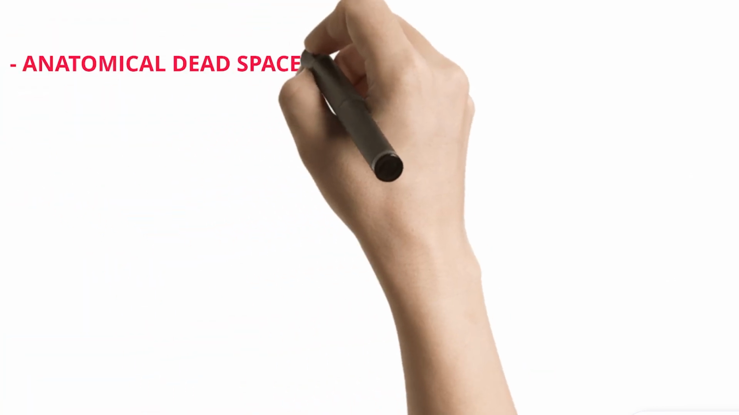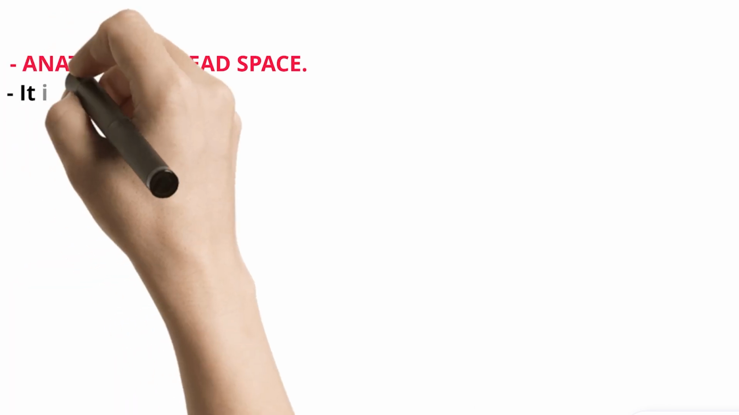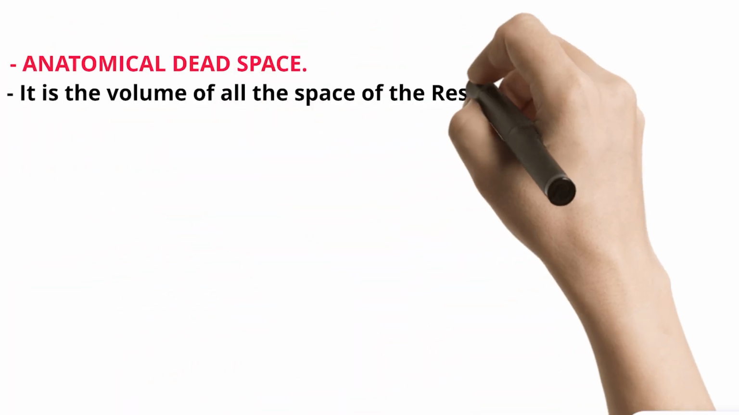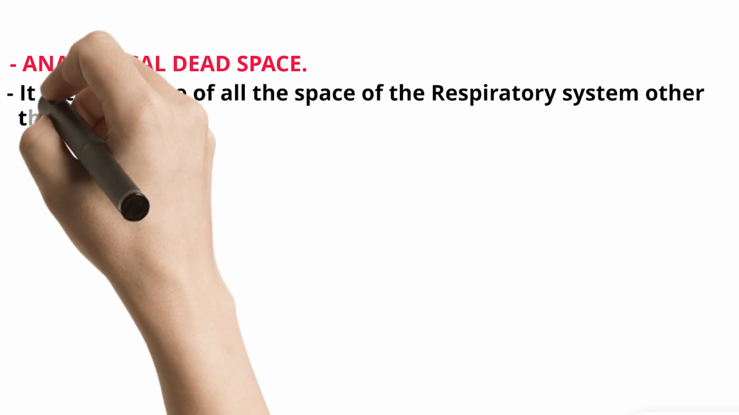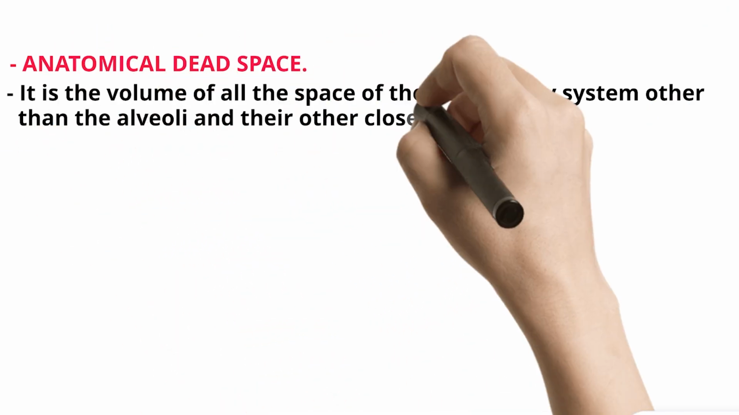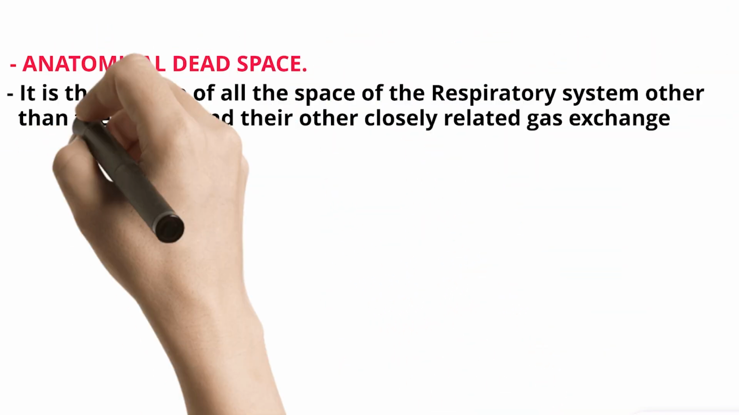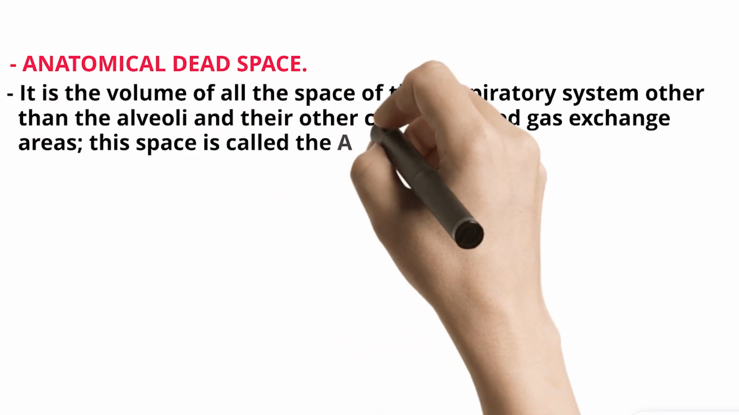Anatomical dead space. It is the volume of all the spaces of the respiratory system other than the alveoli and their other closely related gas exchange areas. This space is called the anatomic dead space.